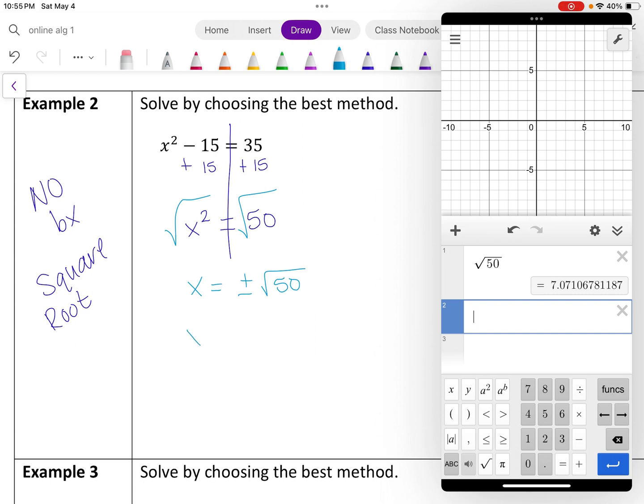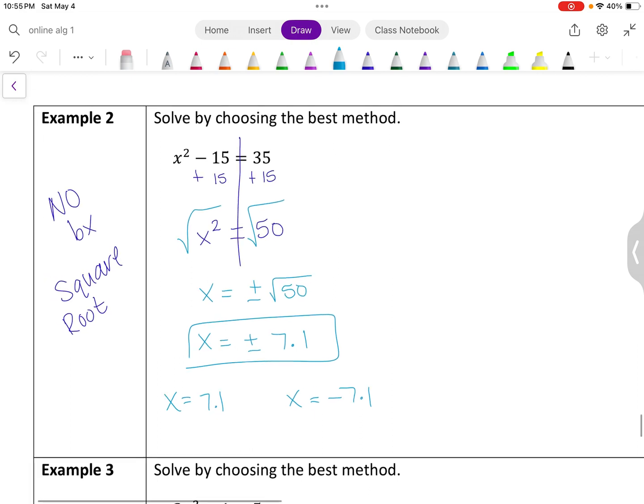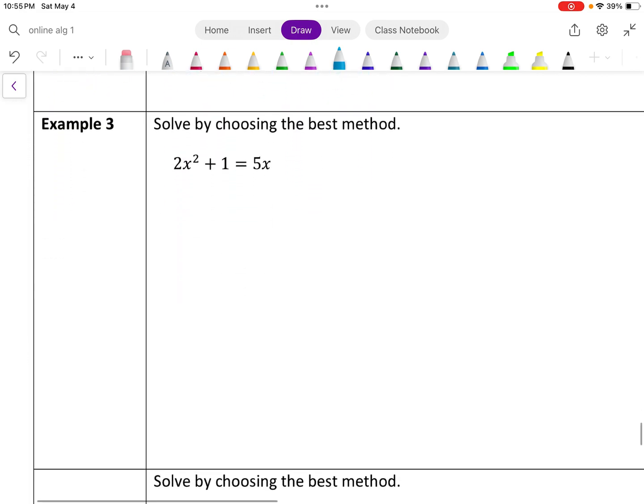7.07, well, that rounds up to x equals plus or minus 7.1. And remember, our plus or minus just tells us that x could be a positive 7.1 or x could be a negative 7.1. Those are our 2 solutions. Okay, so we've solved by factoring, we've solved using the square root method.